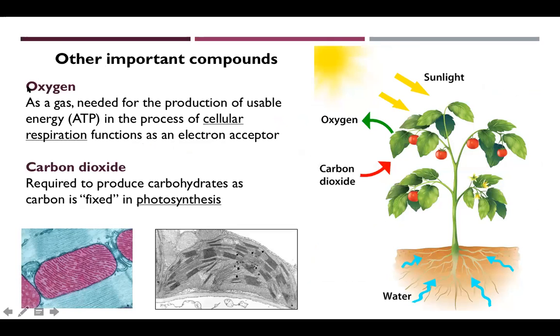Two other important compounds are oxygen and carbon dioxide. Oxygen is the gas that we breathe, so very important. It's also needed for cellular respiration. And carbon dioxide is needed for photosynthesis.